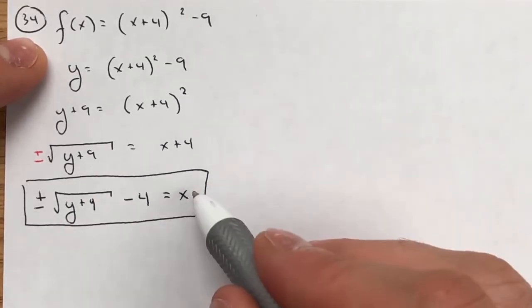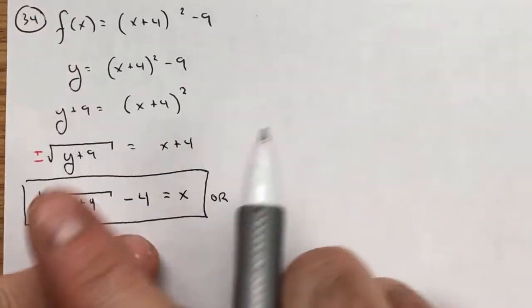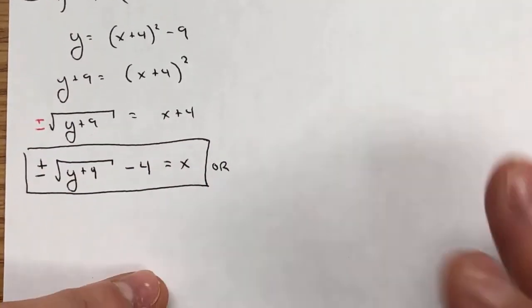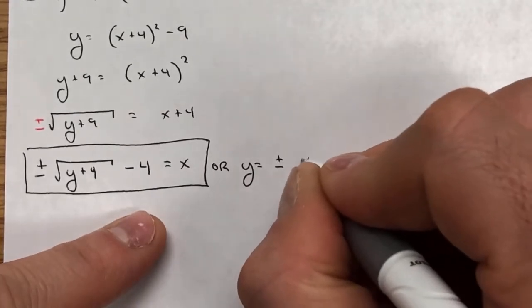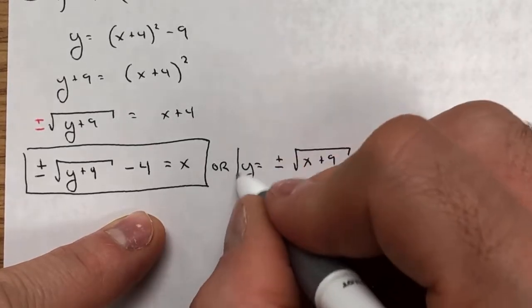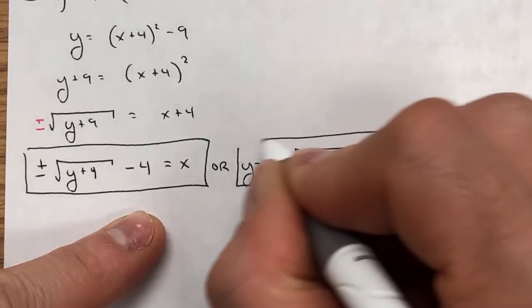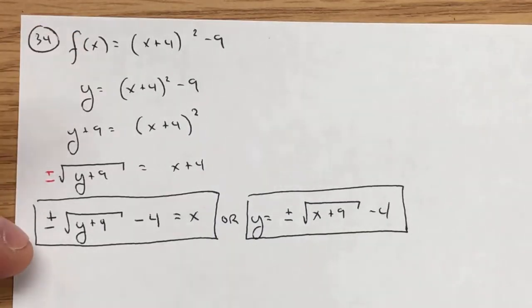I like writing it like this. However, many swap the x and the y for the way you write it. You can write this as y equals positive or negative, the square root of x plus 9, minus 4. And this is depending on the script of your answer. Again, I like solving it like this because it highlights that we're looking at the same relationship as the original from a different perspective, but you can also rewrite it like this.